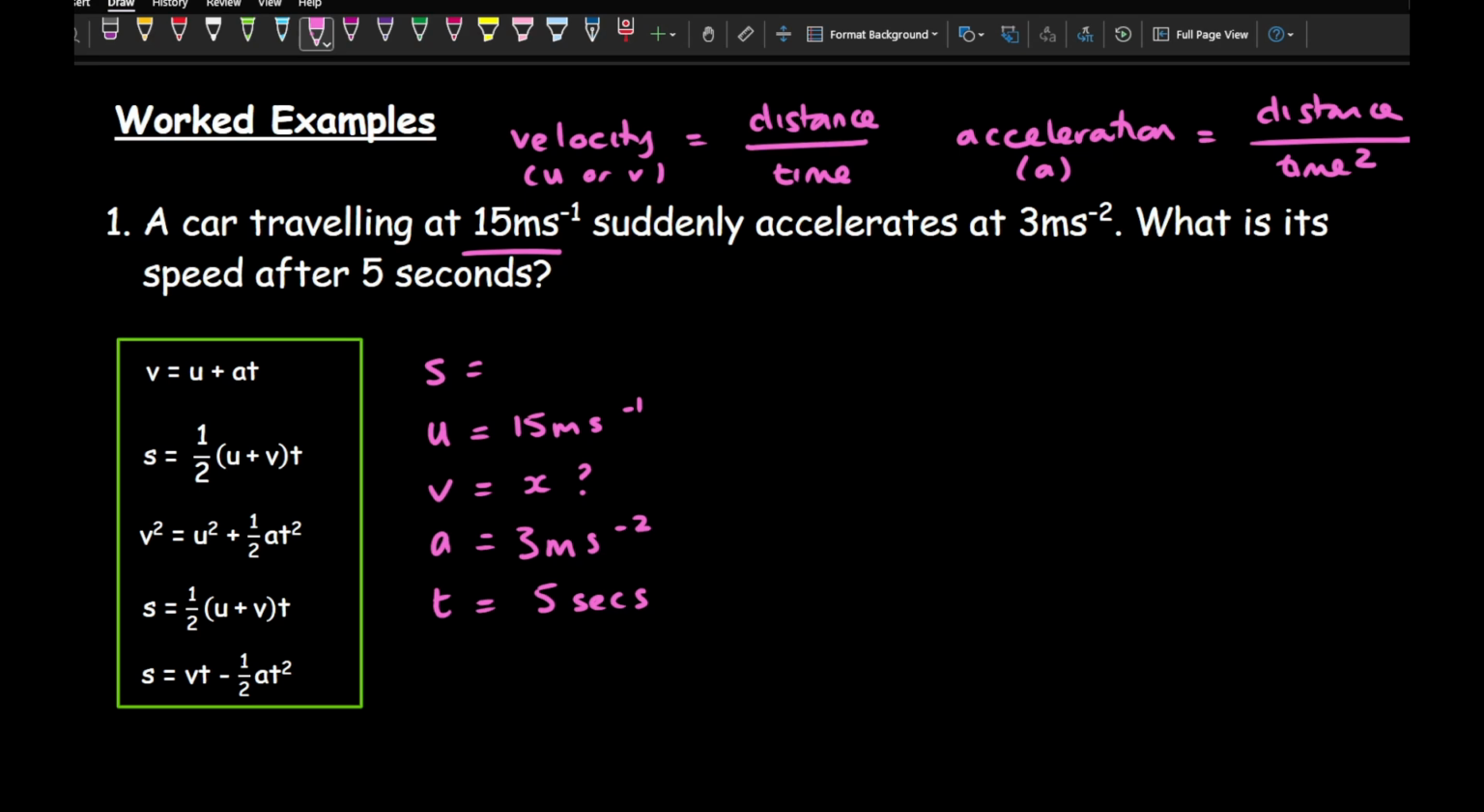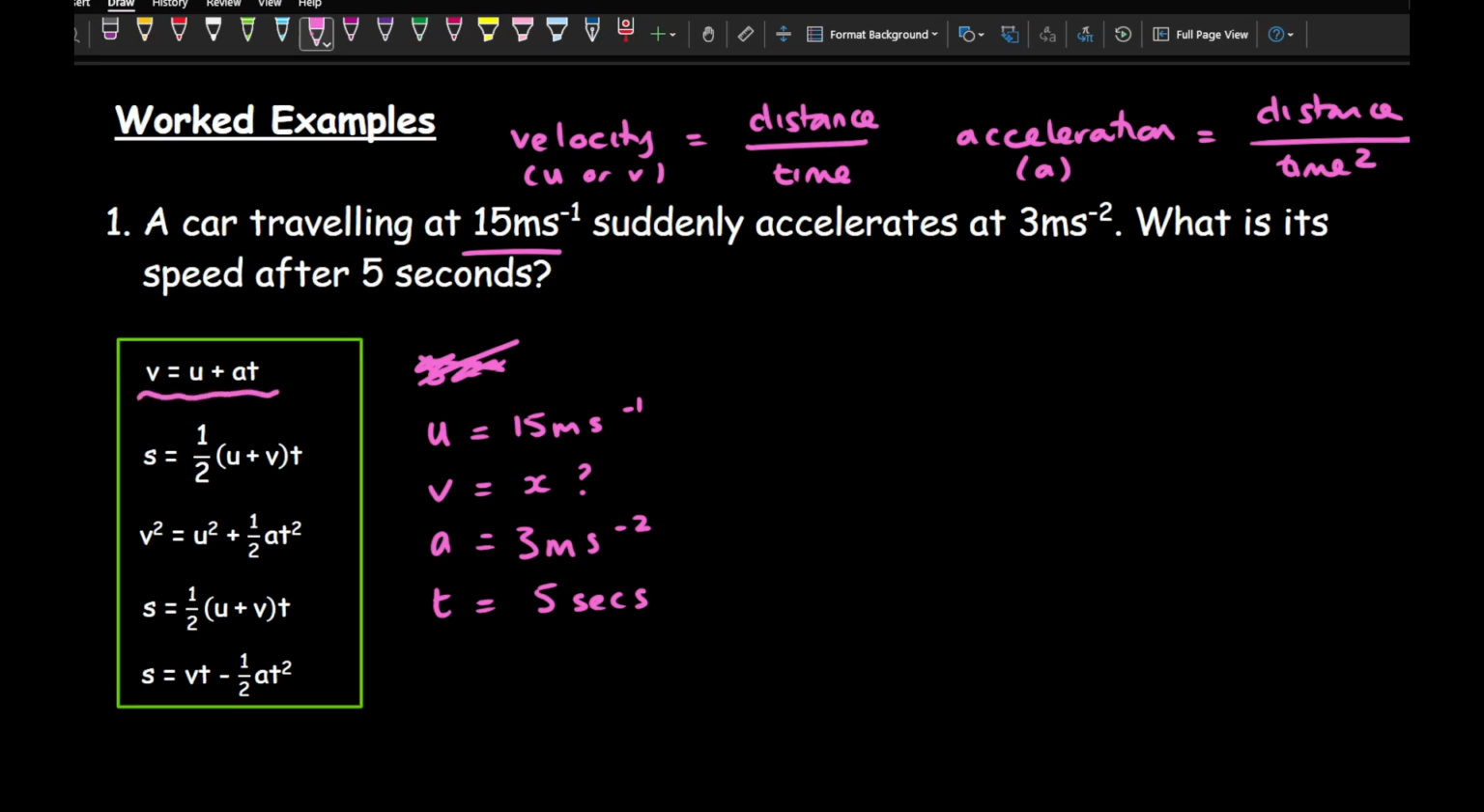Now once you've established your 4 variables where one is missing, you then need to make sure that you're choosing the right formula. So what we're looking for is a formula that uses u, v, a and t. So I can dismiss anything that's got an s. For this, the formula I'm going to use is going to be the very top one.